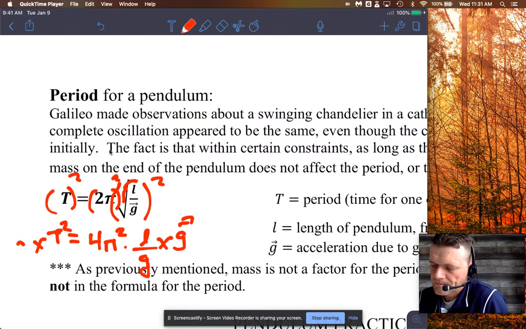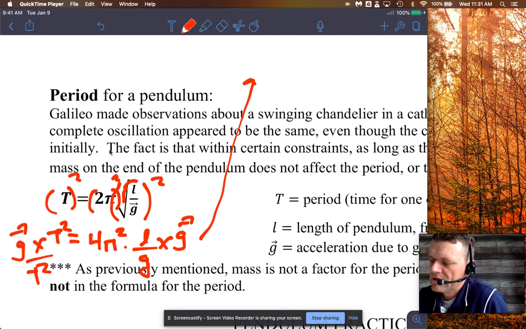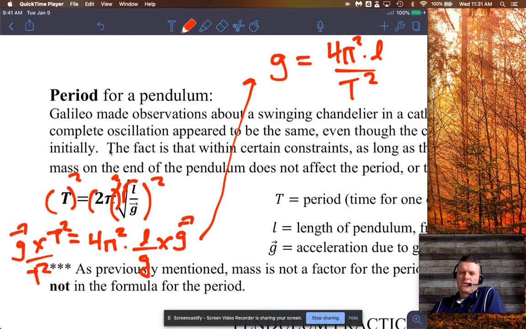From here, I would multiply both sides by G and then divide by T squared. Let's get back up here. Then G would equal 4 pi squared times L over T squared. So there's one derivation: if you need to solve for gravity and all you have is a pendulum, you can do it. That's awesome.